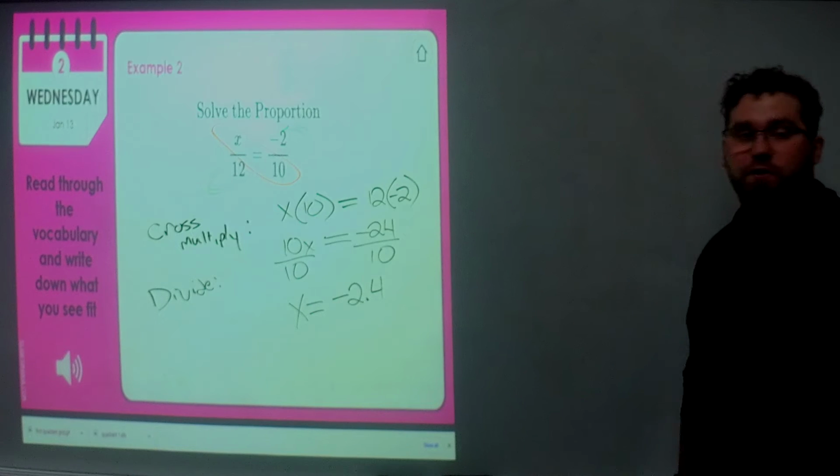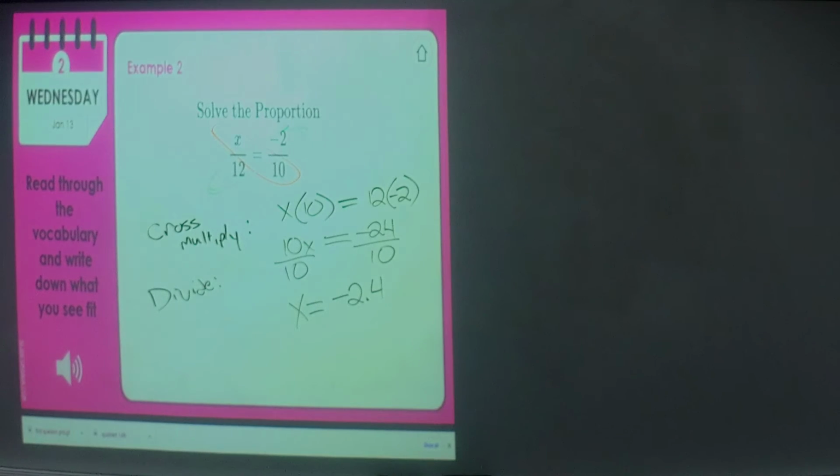And it is perfectly fine to get a decimal. It's perfectly fine to get a negative answer. Proportions aren't always going to work out beautifully and perfectly. We're going to get decimal answers. We're going to get repeating decimals. We're going to get negatives. That's okay. Solve it this way. Cross multiply, then divide.